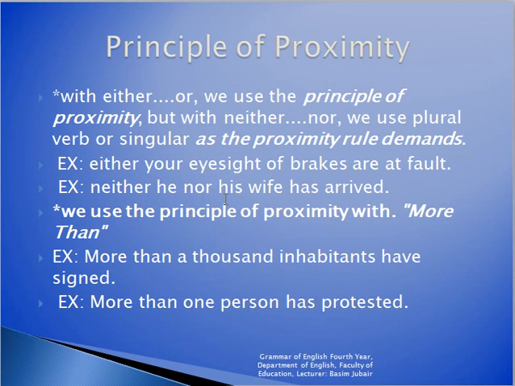Now we use the principle of proximity with "more than" as well. For example, "more than 1,000 inhabitants have signed." So why do we use "have" here? Because of the noun "inhabitants." Or we can say "more than one person has protested." Why do we use "has" here? Because of the noun "person," which is singular. Otherwise, it means a lot of persons, and so on and so forth.